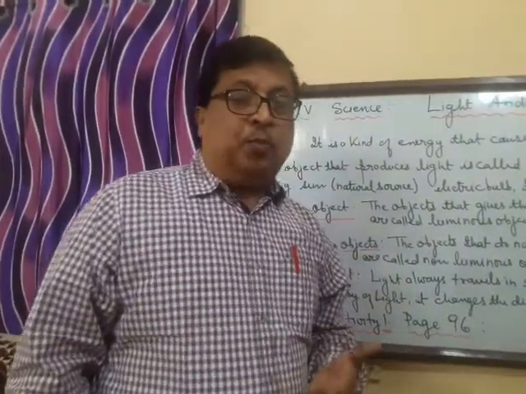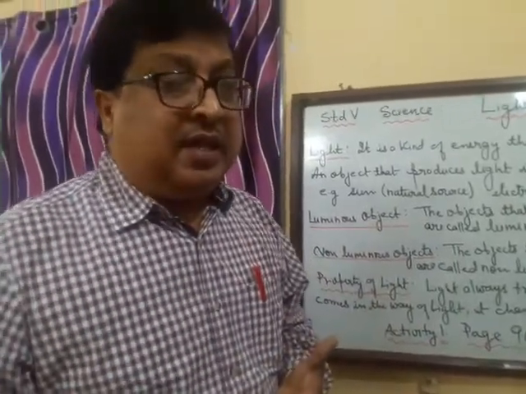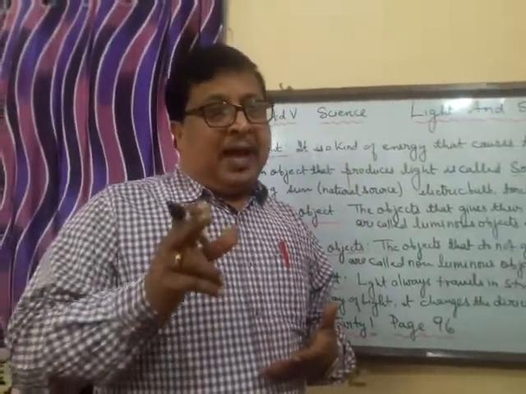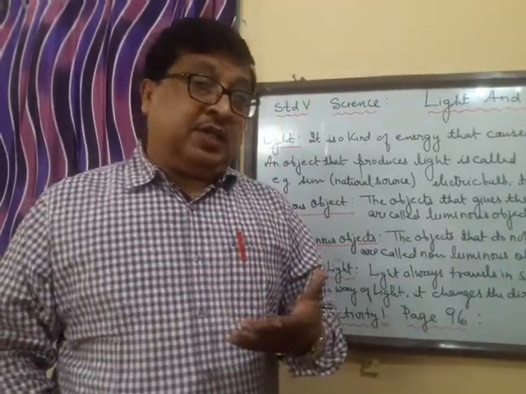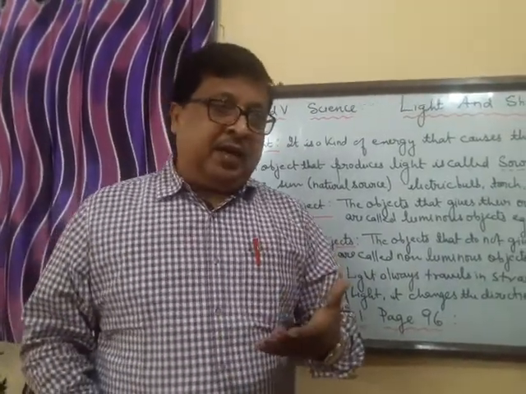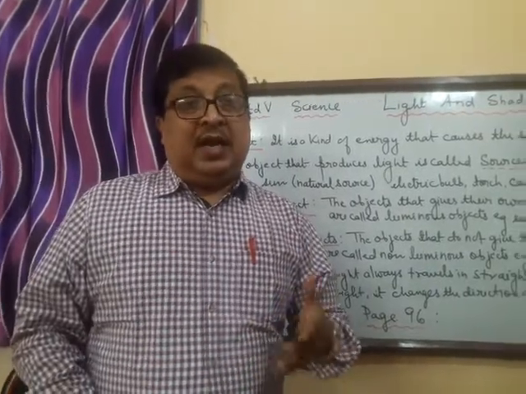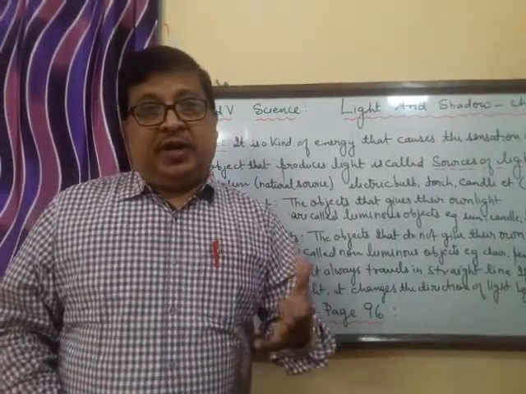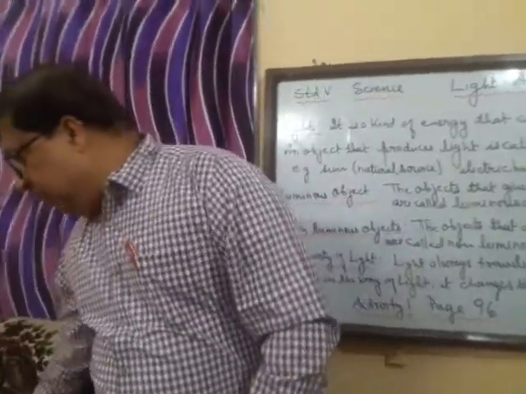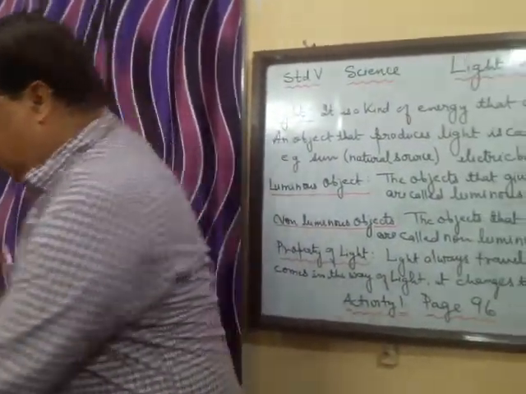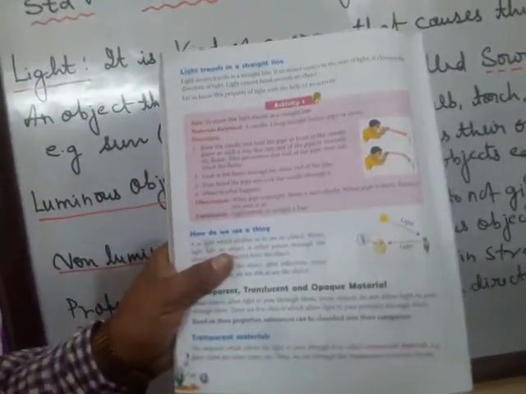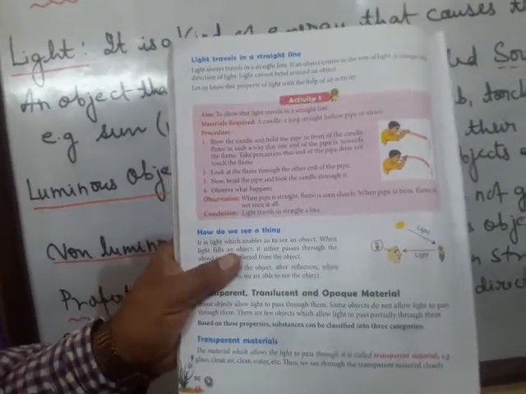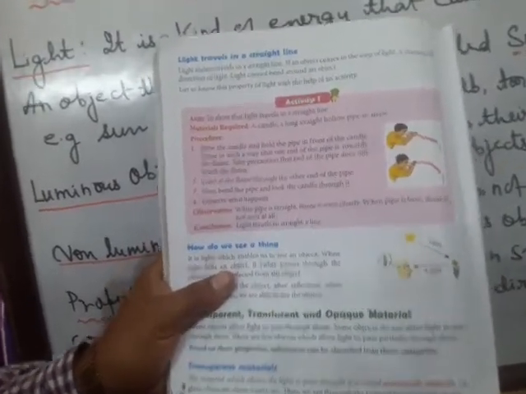But as for now, to prove that light travels in a straight line, you have activity 1 on page number 96. Now let us see what this activity is. This activity clearly proves that light travels in a straight line. So if you look on page number 96, we have activity 1. And what is the aim? To show that light travels in a straight line.